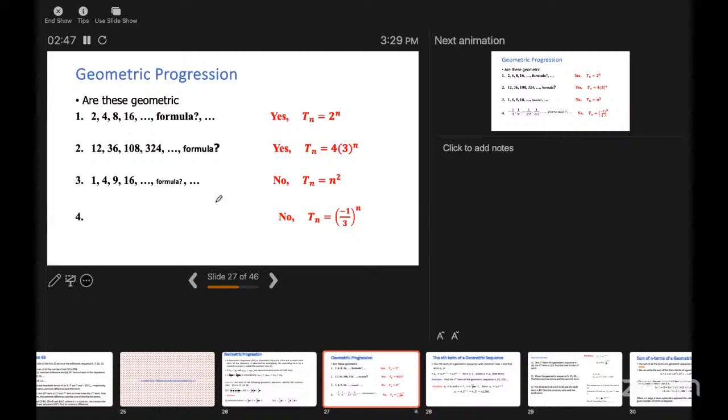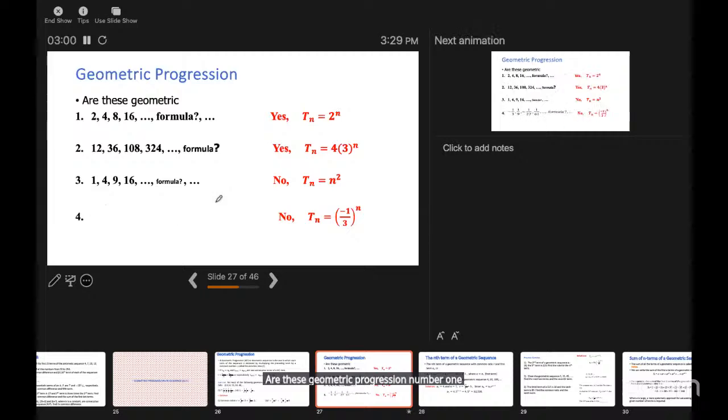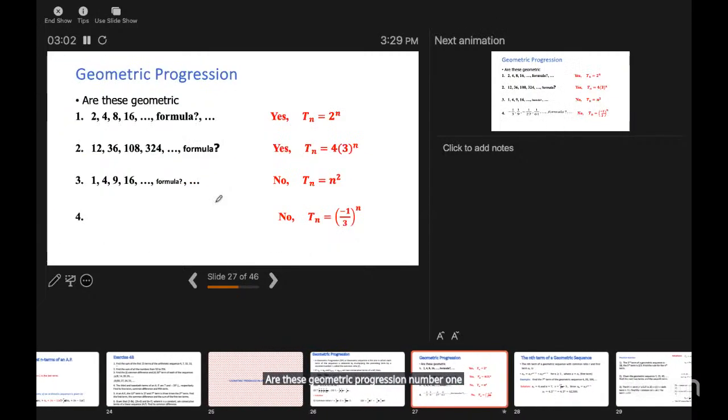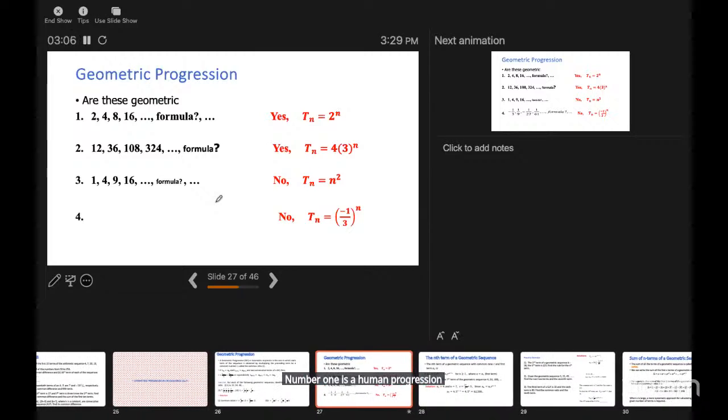So now let's look at this with the definition of GP. At this geometric progression, number 1, 2, 4, 8. Number 1 is a geometric progression. What is the general formula? Yes, sir. What is going to be the general formula of this? AR to power n minus 1.